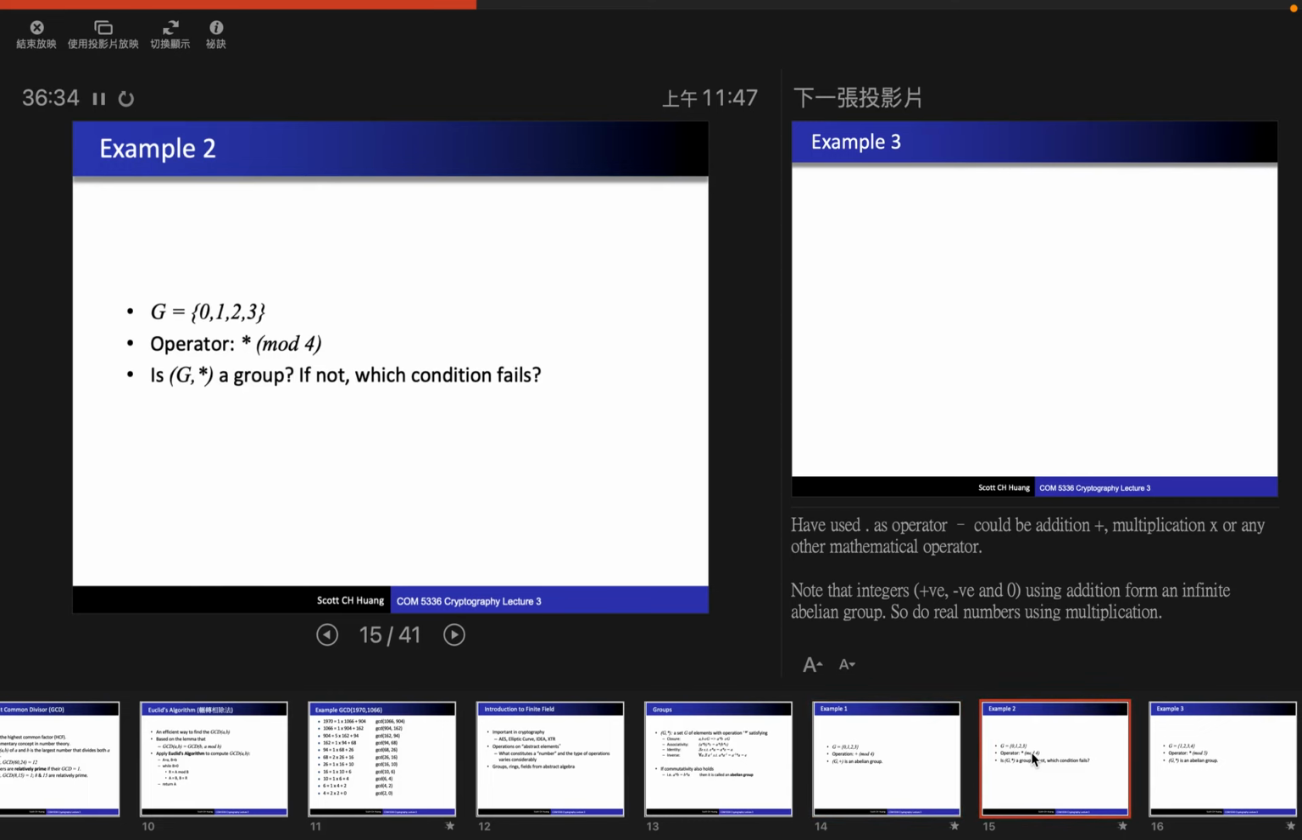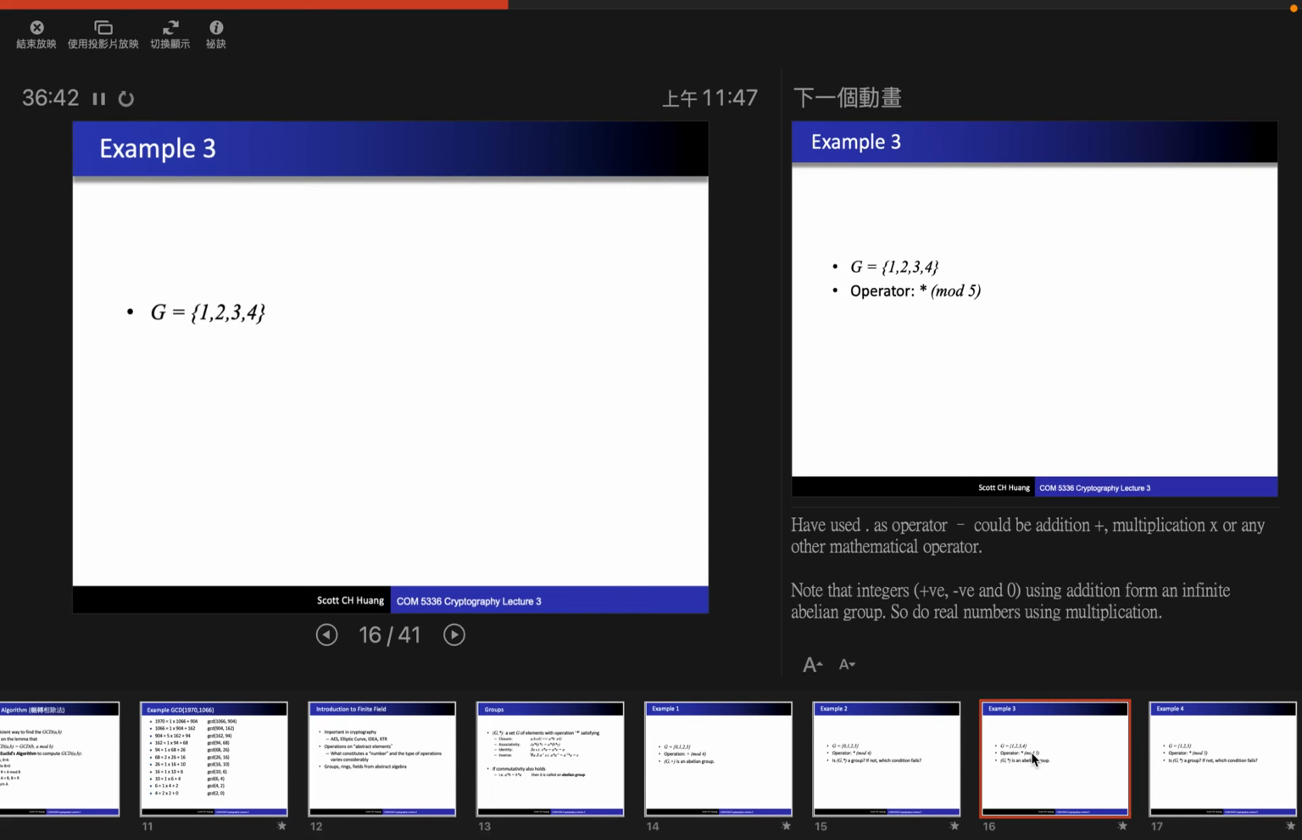So this is not a group, but it's a semi-group. Yeah, this is a semi-group. Let's look at another example. So G is equal to 1, 2, 3, 4, and then the operator is multiplication mod 5. Multiplication mod 5. Is this a group?